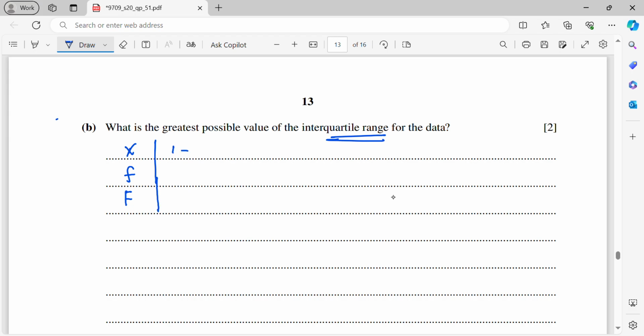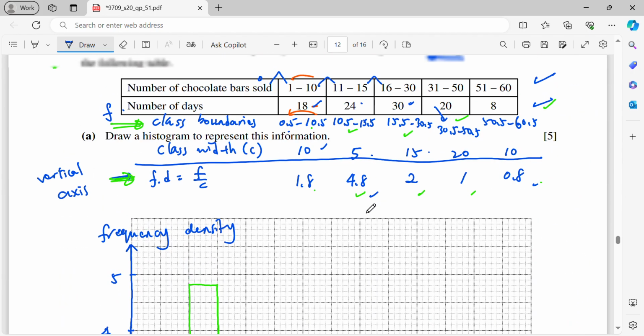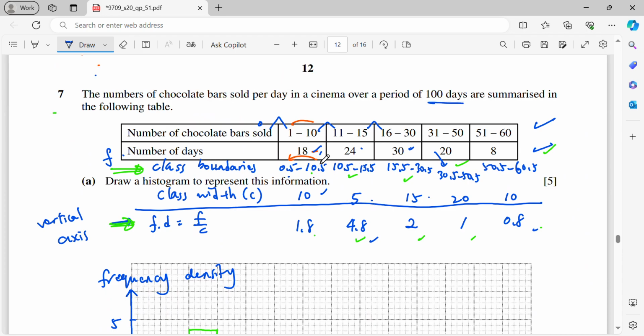So here will be 1 to 10, 11 to 15, 16 to 30, 31 to 50, then after that 51 to 60. Now you copy the frequency F: 18, 24, 30, 20, and 8.